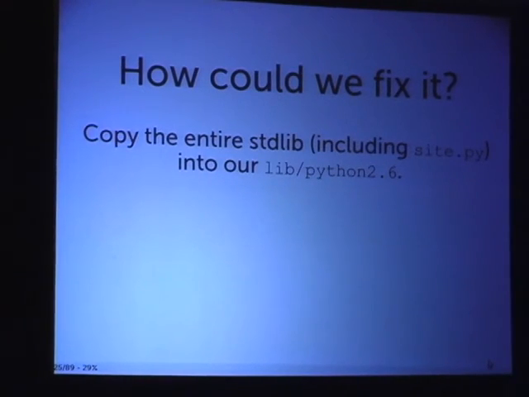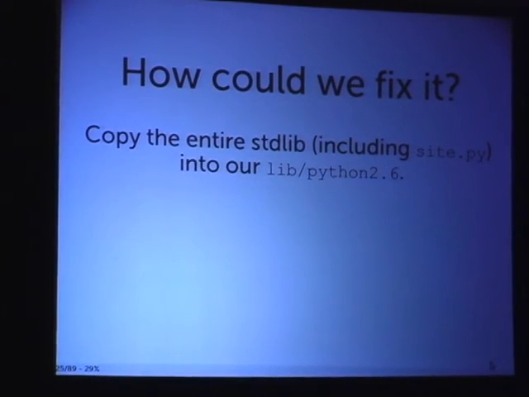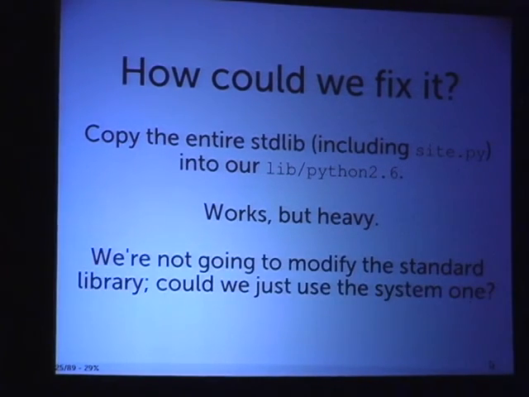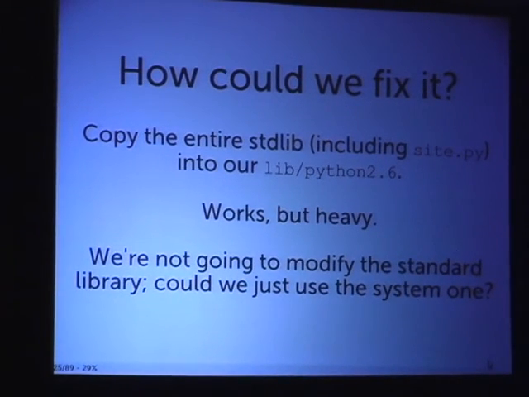Most obvious approach, we could copy the entire standard library. That actually works great, no problems. It's just a little bit heavy. If you have 30 virtualenvs on your system, I think the standard library is in the range of 100 megabytes, something like that. So I know disk space is cheap, but we probably would like to avoid that if we can, especially since the standard library is going to be the same in every single virtualenv.